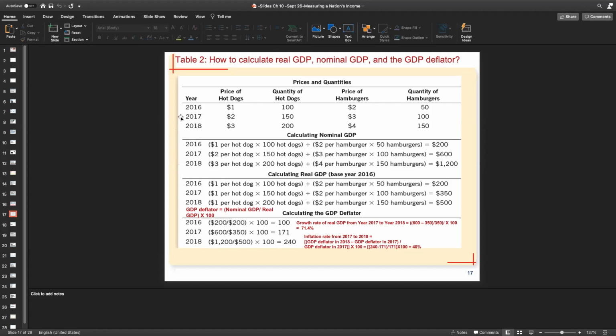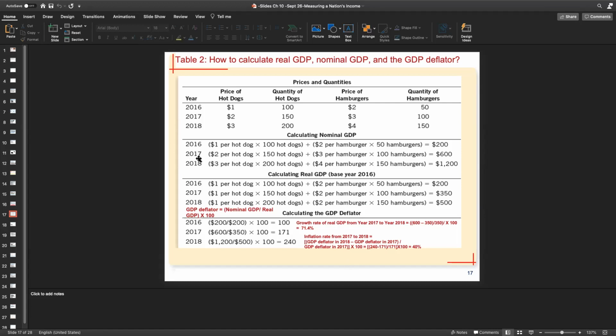The same thing for 2017. You multiply the price of $2 per hot dog in 2017. So the hot dog increased the price from $1 to $2. And also the quantity increased from 100 to 150. So here, we don't know how much of the GDP increase is based on the price and how much is based on the quantity. So we have to find out in the next step.